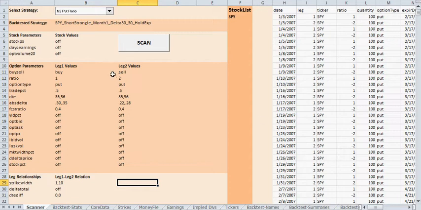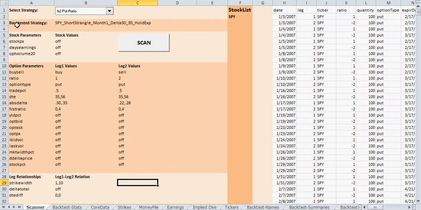As the name implies, we're going to scan for an option strategy. So the first thing I'm going to do is open up this drop-down box and choose a strategy. I would like to do a 1:2 put ratio spread, where we'd be buying one put and selling two.